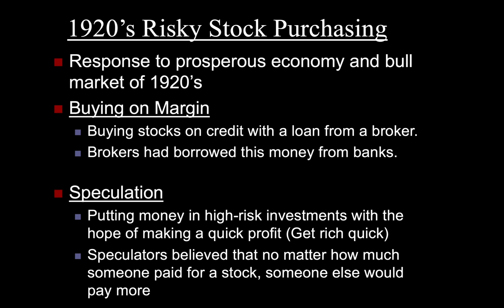The second risky stock purchasing tactic that Americans used during the 1920s was the concept of speculation. Under speculation, brokers and investors would put money into very high risk investments, hoping to make a quick profit. For example, brokers would buy newly created stocks or stocks that were up and coming, as well as stocks in companies who were coming up with new and unique products that they thought Americans would purchase.